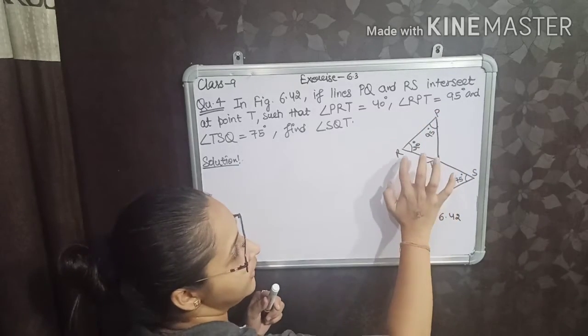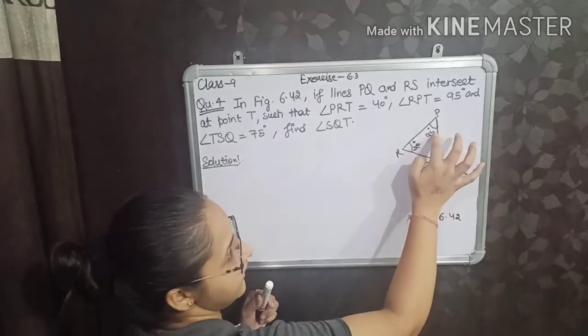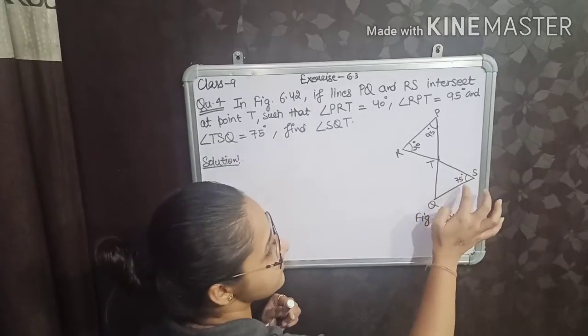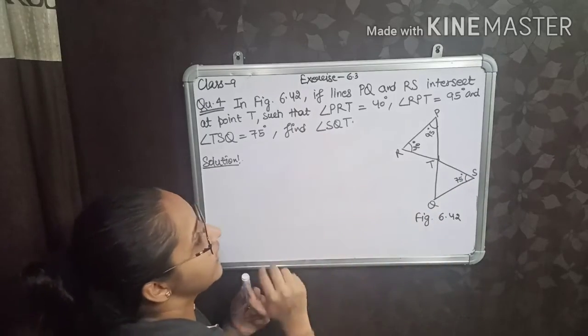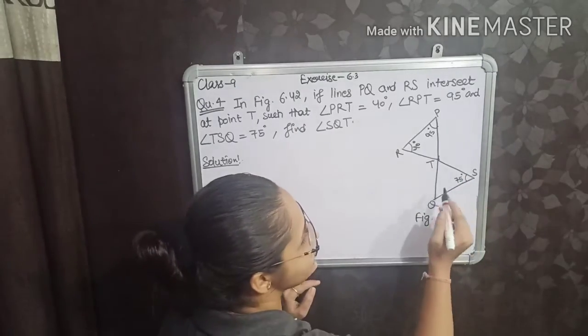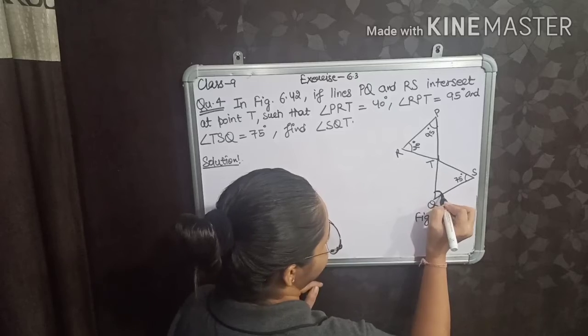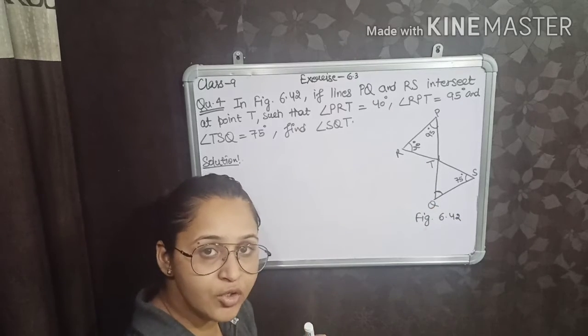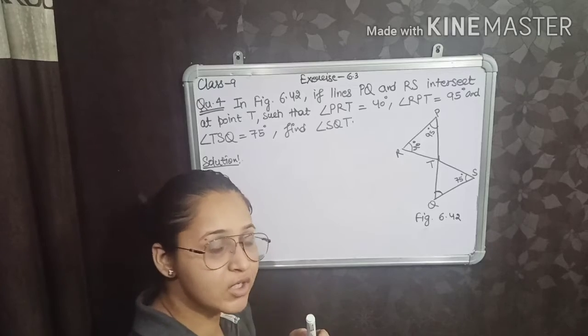Angle RPT, this angle is 95 degree. And angle TSQ, this angle is 75 degree. Find angle SQT. This we have to find. First of all, see what is given. Before moving to the solution, first we will see what is given.